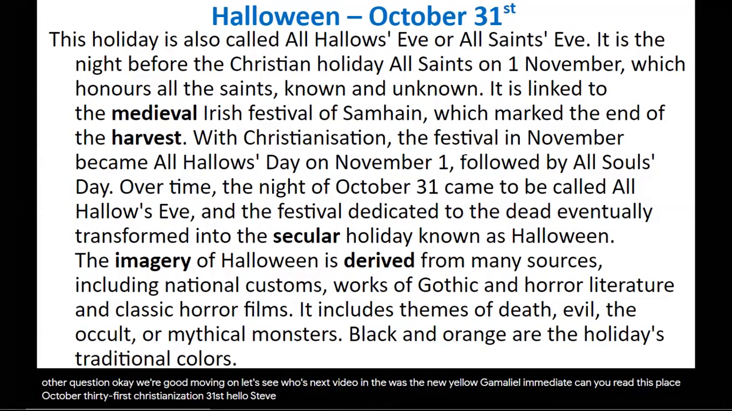The imagery of Halloween is derived from many sources, including national customs, works of Gothic and horror literature, and classic horror films. It includes themes of death, evil, the occult, or mythical monsters. Black and orange are the holiday's traditional colors.